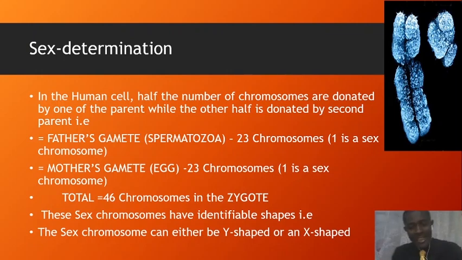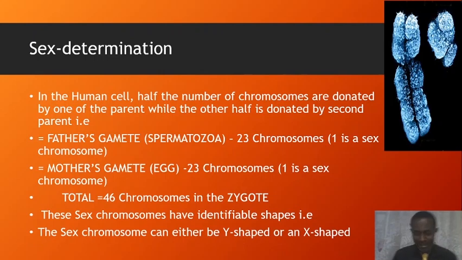Now, when the male and female gametes fuse and form the zygote, you have a total of 46 chromosomes that form the zygote, and the zygote will develop into the fetus. Of course, when the fetus is mature, at the end of 9 months, a baby is given birth to, and that's the human being. Now, these sex chromosomes have identifiable shapes. Even when you're observing under the microscope, you can identify the sex chromosomes inside a human cell.